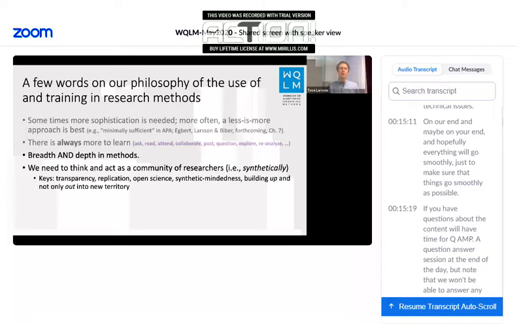And then also just that we would encourage you guys to think and act as a community of researchers, and we might refer to this, and I'll talk about this a little bit later. Thinking and acting synthetically. By that we mean working together and not thinking of any individual study as being the conclusive answer to any question that's worth asking. And so some of the ways that we do that are through transparency, through replication research, open science practices. We'll talk a little bit about these. Synthetic mindedness more generally, building up, not just out into new territory.